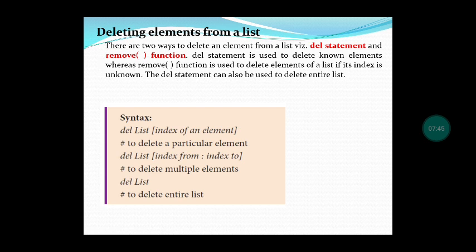First syntax is used to delete a particular element, that is del list of index of an element. If the index alone is mentioned, that element will be deleted. Next, to delete multiple elements from this position to this position, 0 position to 5th position, like that we can delete. For that the syntax is del list of index 1 colon index 2. Next, to delete the entire list, we are using the syntax del list. That's all. It will delete the entire list.